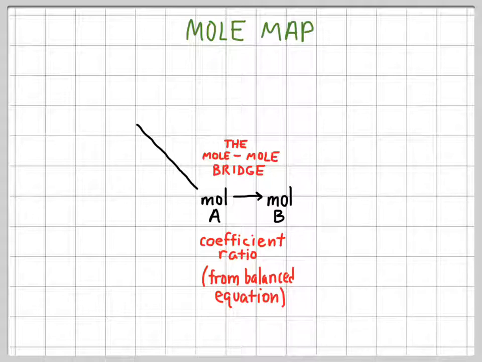We can use the coefficient ratio to link any of the substances in a chemical reaction. We can go from reactants to products, or products to reactants, or any possible combination. Now, every problem you do will involve crossing this mole-mole bridge, but most problems will also involve doing other mole conversions that we learned earlier in the year.